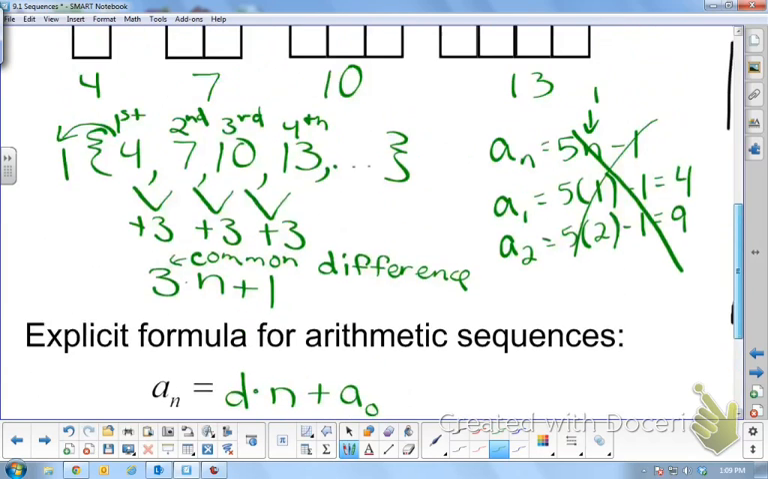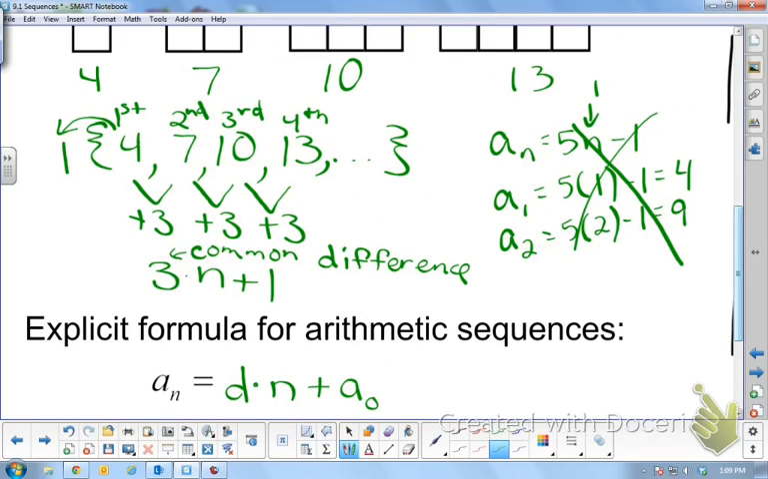So scrolling back up, if I want to know the third term, and I know the second term, I'm going to call that a sub n plus 1. I use the previous term, a sub n, plus that common difference. 7 plus 3 gives me 10. If I want to know the fourth term, I use the previous term, a sub 3, plus 3. So 10 plus 3 gives me 13.